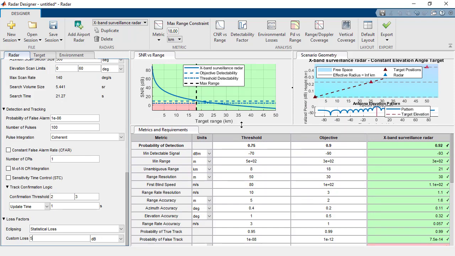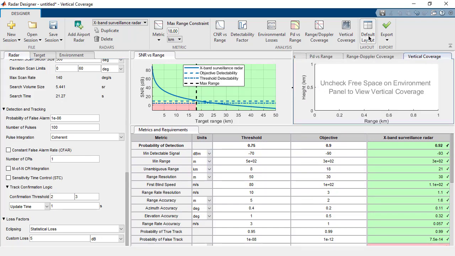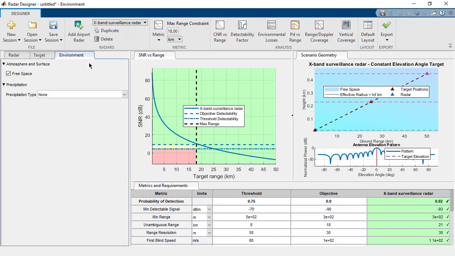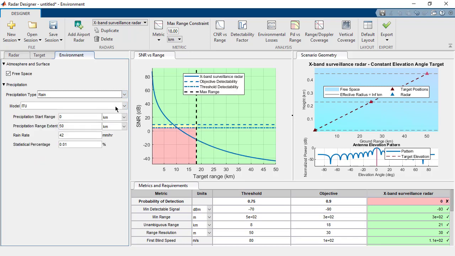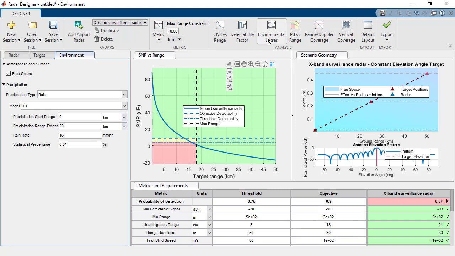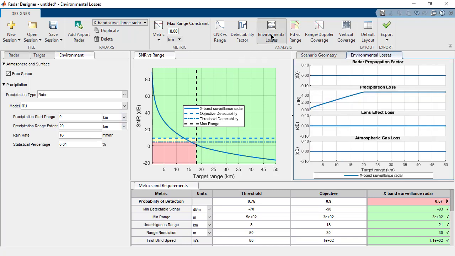The specification states that the radar under design must maintain the required detection performance and the measurement accuracy in heavy rain. To include the path loss due to precipitation in the analysis, we set precipitation type to rain in the precipitation section of the environment panel. We then choose the ITU model and set the ranges such that 16 mm/h range is present in all ranges of interest. Now the metrics and requirements table and the SNR versus range plot show that the probability of detection at the maximum range is much lower than the required 0.9.